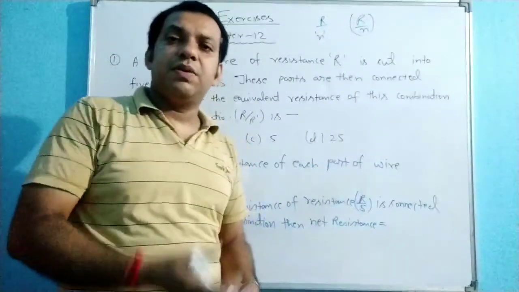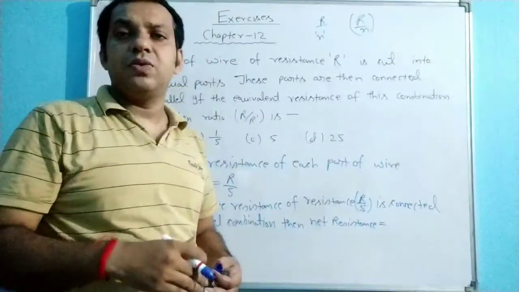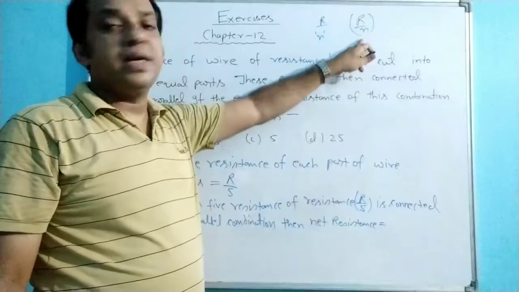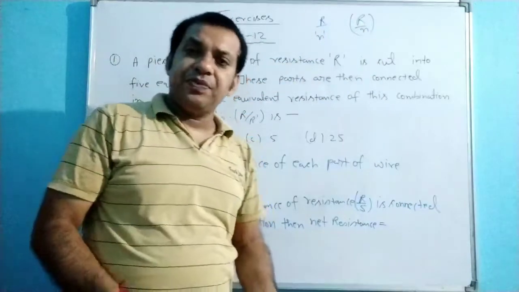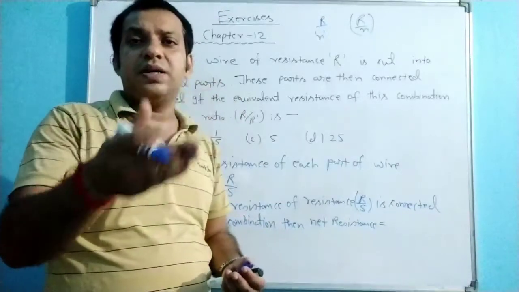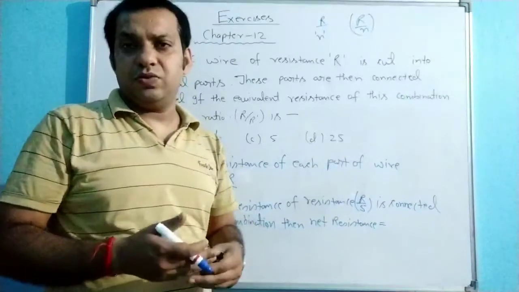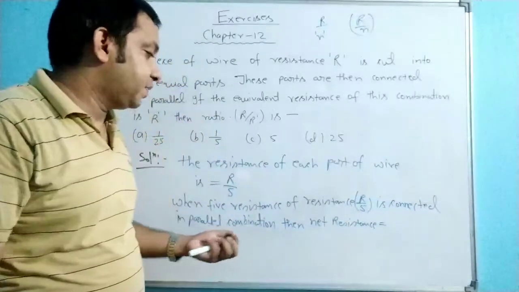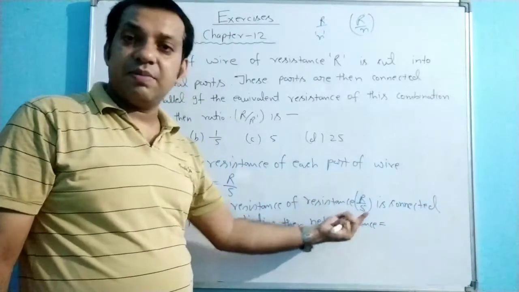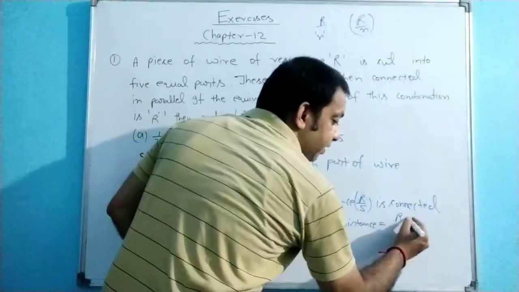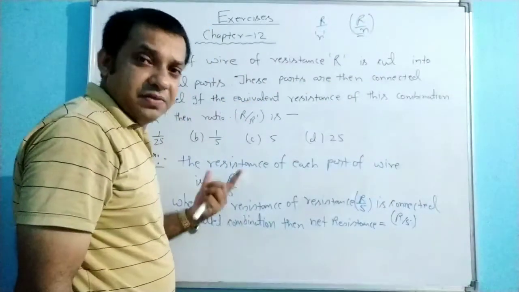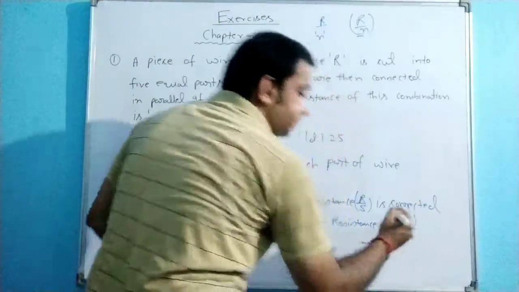Because if you apply the formula 1 upon R net is equal to 1 upon R1 plus 1 upon R2 plus 1 upon R3, and here R1, R2, R3 are equal, so you will get R by n. Similarly, if two resistances are connected in parallel, you get R into R divided by R plus R, so the value R by 2. If 3, then R by 3. So here how many resistances are connected? 5 resistances are connected, and the value of each resistance is R by 5. Here the value of n is 5, so divided by 5.